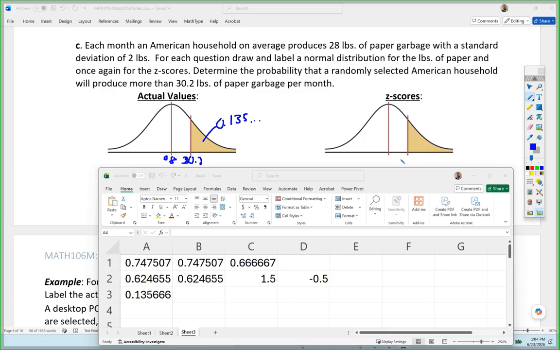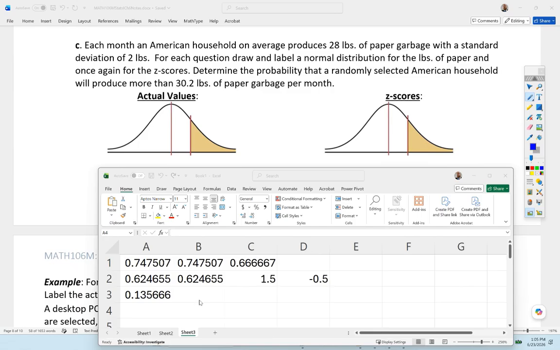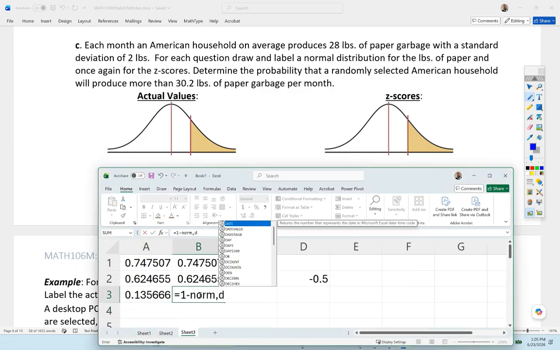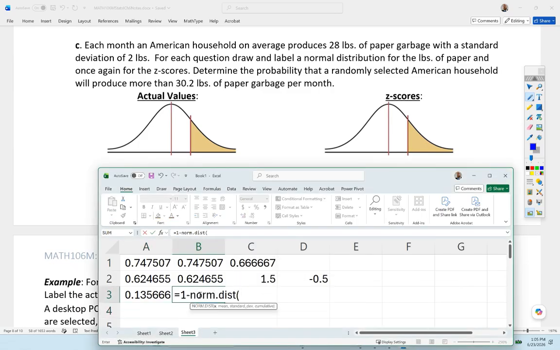Okay, let's say we do it in terms of z. Same idea. So we can do 1 minus NORM.DIST. I do the z-score, 30.2 minus 28 divided by 2, comma 0, comma 1, comma true. So I have the z-score all in there instead of in a different box this time. Okay, then we get the same answer.